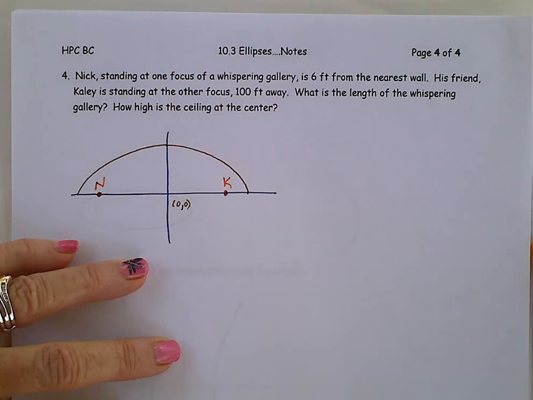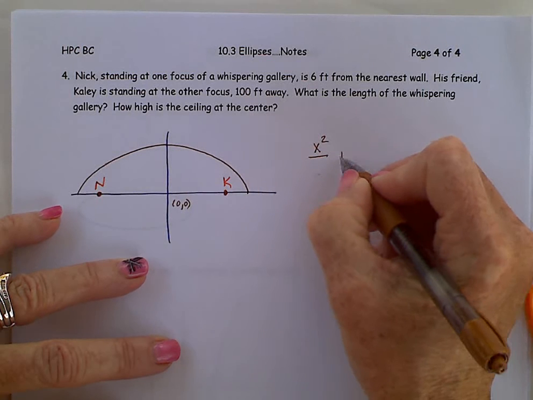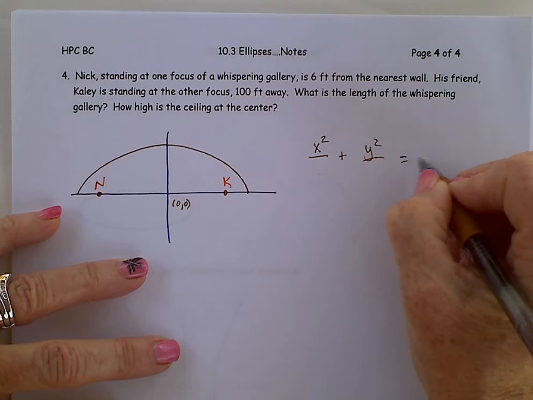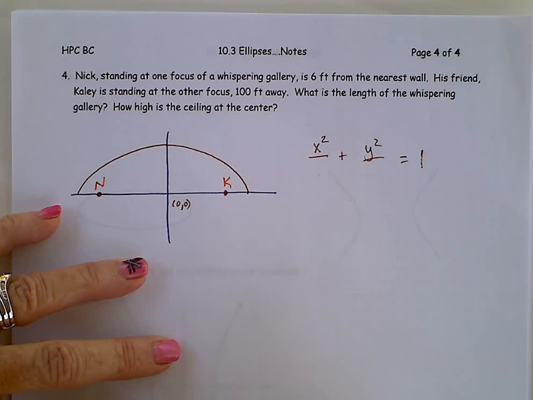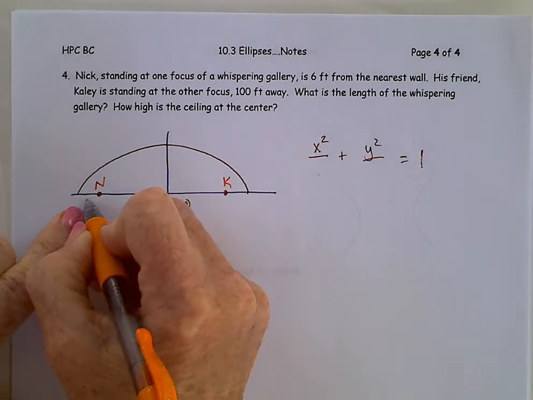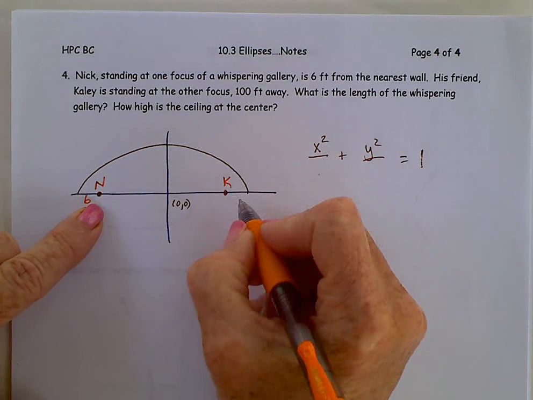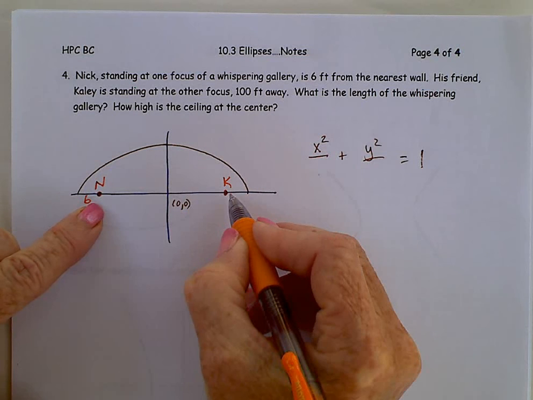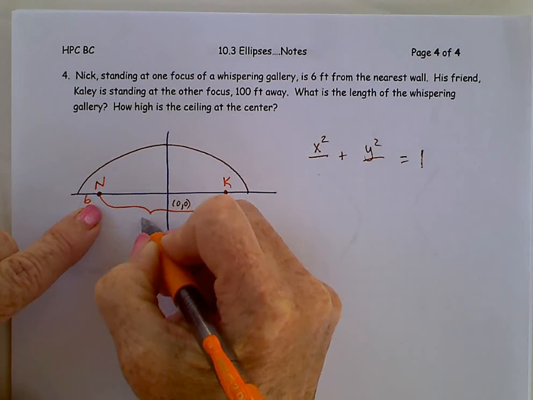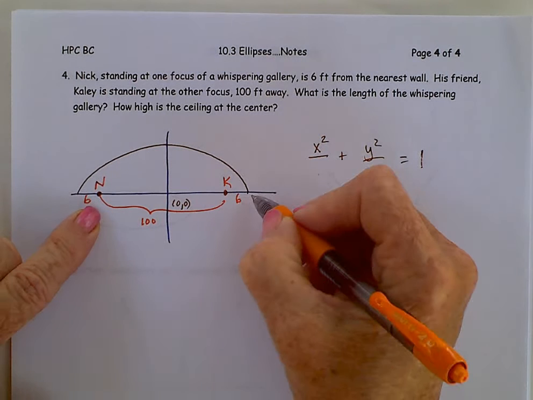Conveniently, we put our ellipse so it's centered at 0, 0, which means we can start to set up the equation for this ellipse. Because it's centered at 0, 0, we know we're going to have x squared over something plus y squared over something equals 1. Now what do we know? Nick is standing at one focus. He's 6 feet from the nearest wall, so this distance is 6. Kaylee at the other focus is standing 100 feet away. If Kaylee's at a focus, her distance is also 6 feet from the nearest wall.